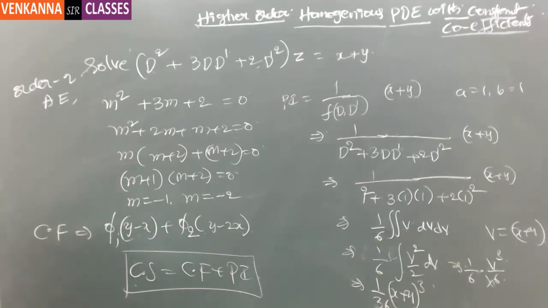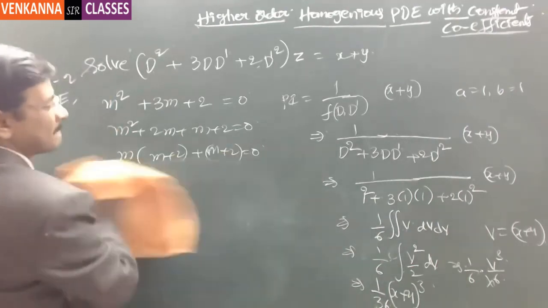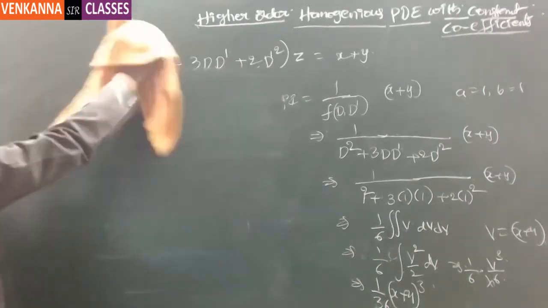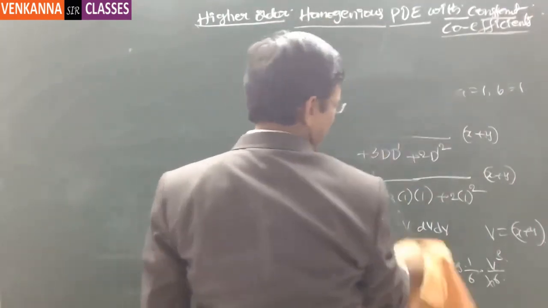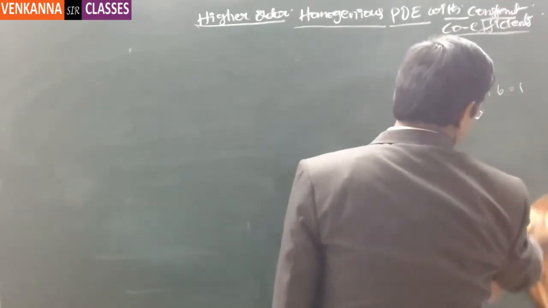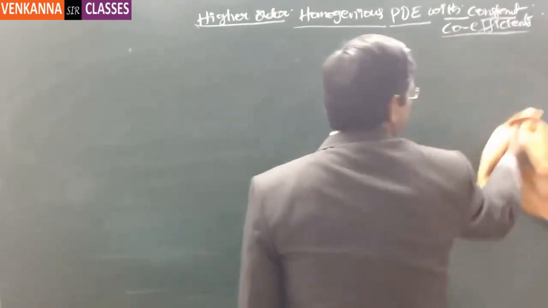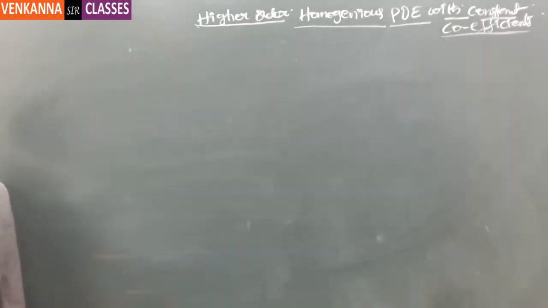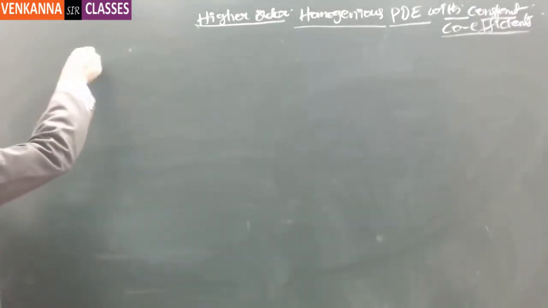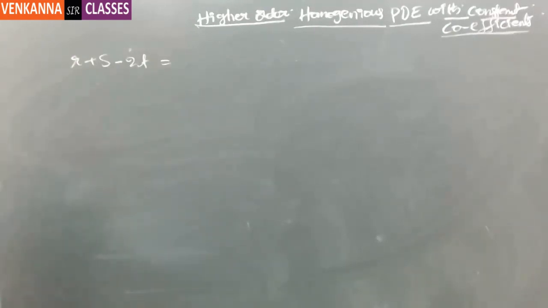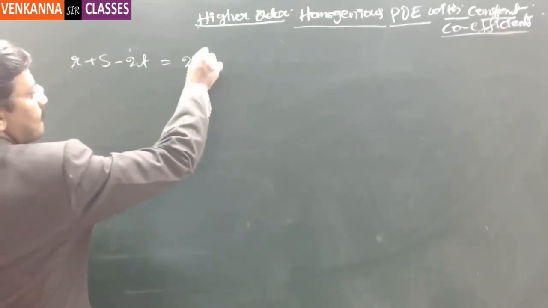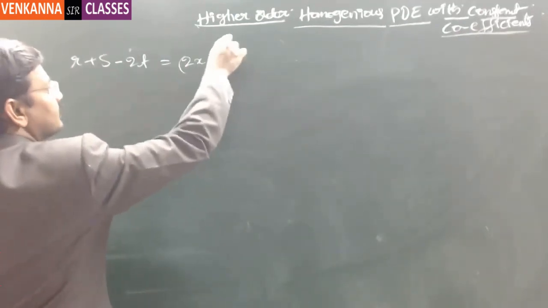So note down this: r plus s minus 2t equal to (2x plus y) whole power 1 by 2. So this is the partial differential equation.